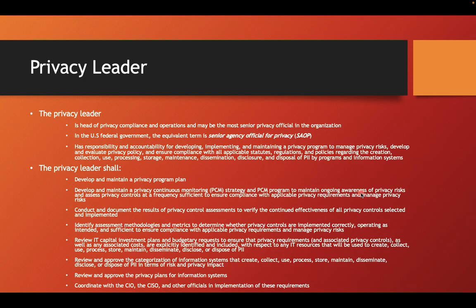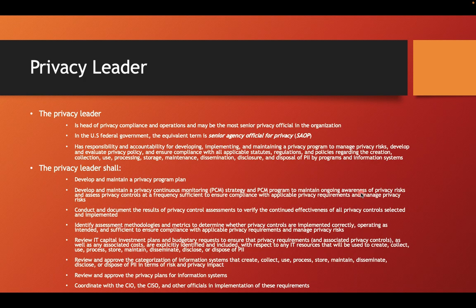In the U.S. federal government system, we're talking about the federal system, not the state now, the equivalent term is senior agency official for privacy. Either you say senior agency official or you say senior agency official for privacy. So this is the same as saying privacy leader.